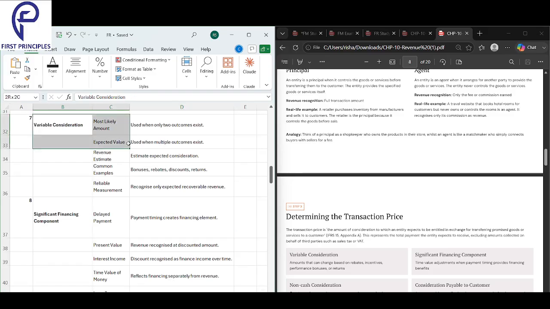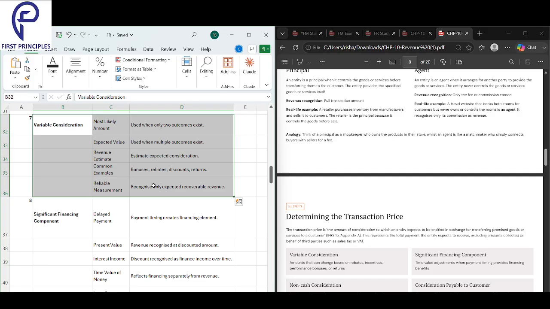Next, we look into variable consideration. What comes under variable consideration? Let's break this down. In the most simplistic sense, the price isn't fixed. You can only estimate what you'll actually get.